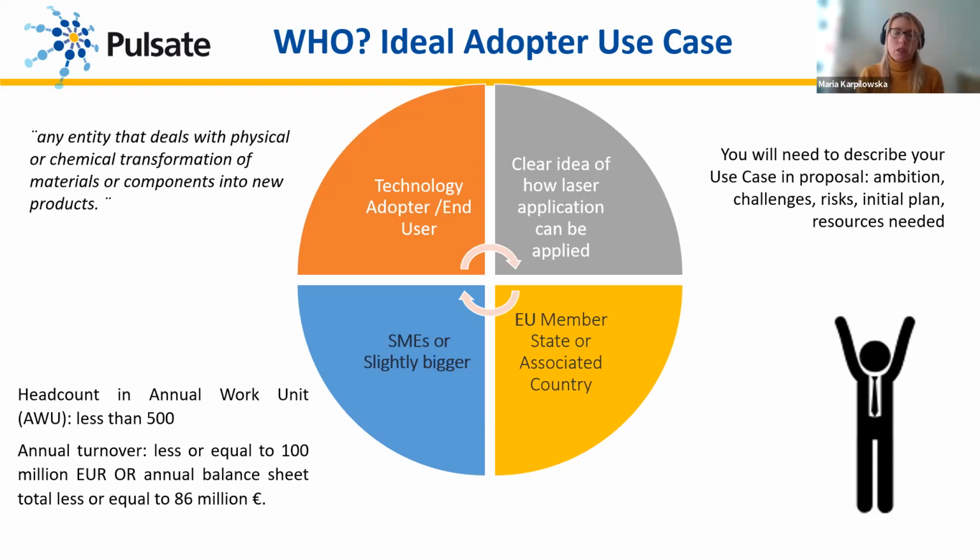Another one is that you will need to have a clear idea of how you'd like to implement laser technology into your production or business environment or business model. So you need to have some kind of idea of how that needs to be applied. Why? Because we will ask you to describe this in your proposal, in the application form. So you'll need to describe the ambition of this application, challenges, risks, initial plan, scope of support you will need, and so on.